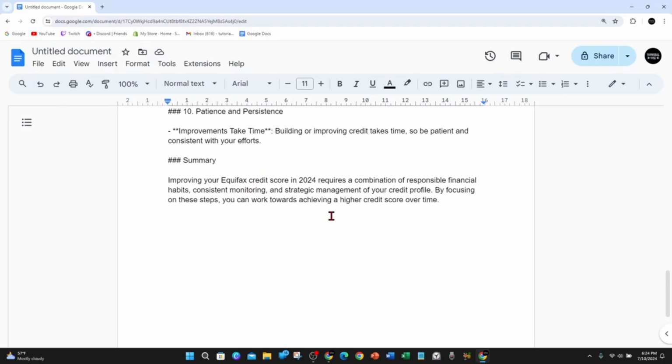So in summary, improving your Equifax credit score in 2024 requires a combination of responsible financial habits, consistent monitoring, and strategic management of your credit profile. By focusing on these steps, you can work towards achieving a higher credit score over time.